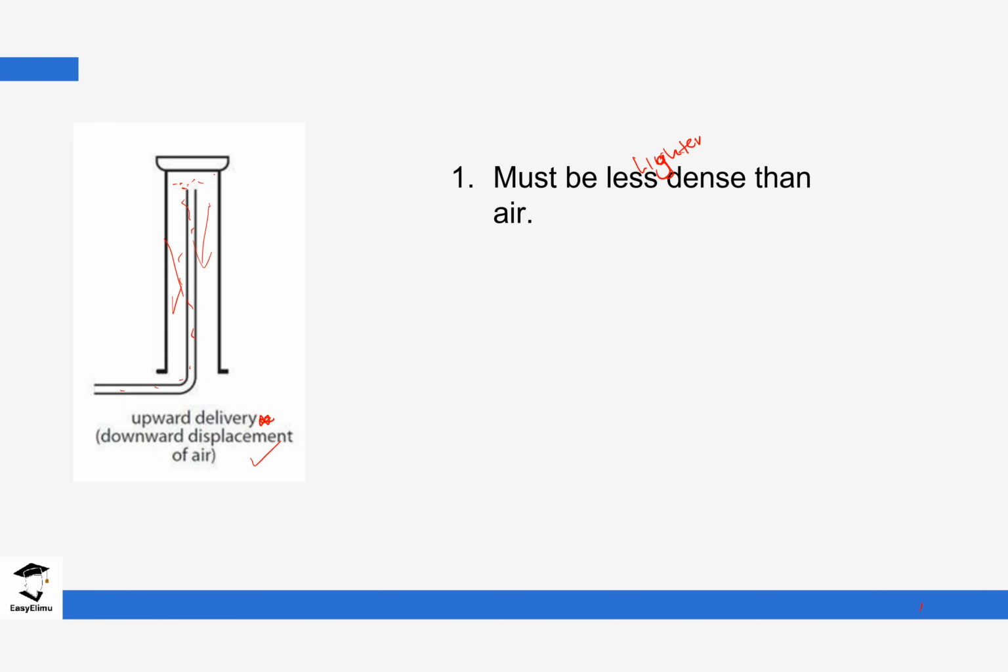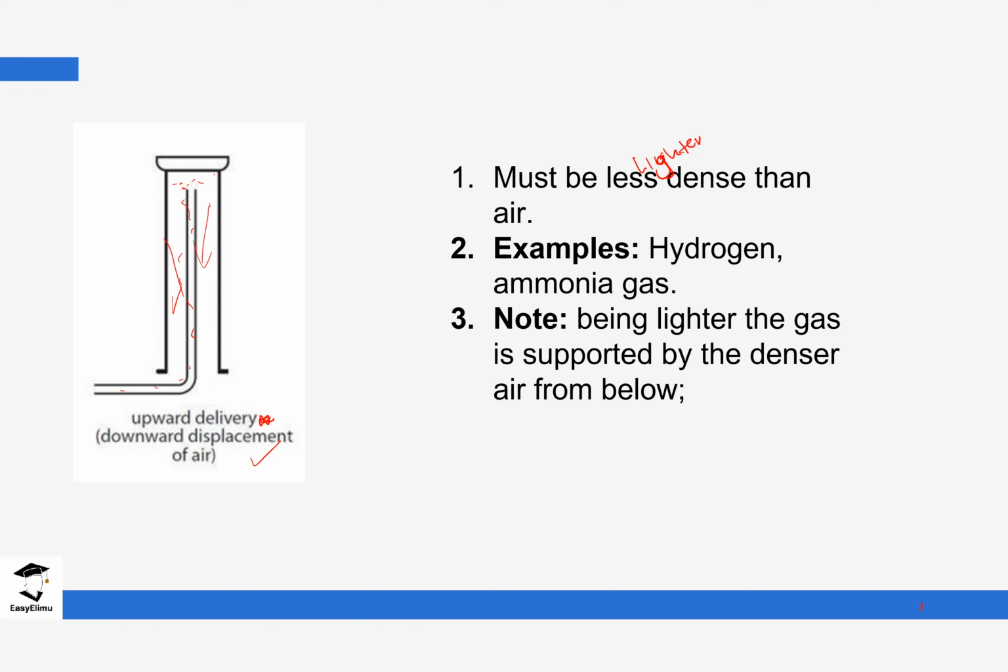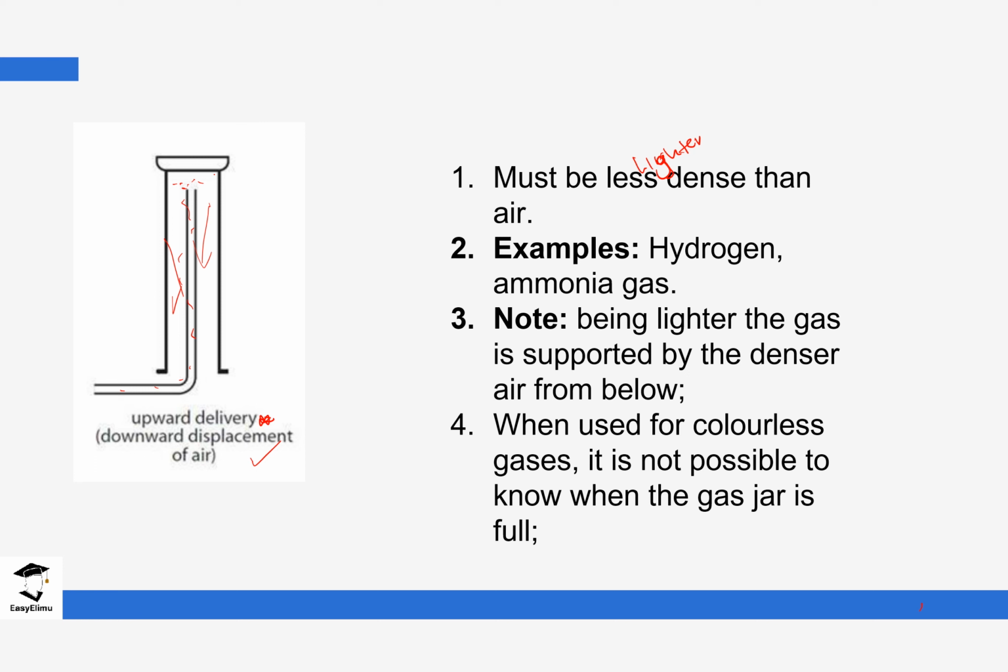They're lighter than air. Examples are hydrogen and ammonia gas. We are going to come across hydrogen later on in water and hydrogen. And also, because the gas is lighter, it is being supported by the air. The air is on the lower side of the gas jar. If we were to collect a colorless gas, like in the case of hydrogen, we may not be able to tell when the gas jar is full. So we only stop when we feel like the gas jar has been filled.